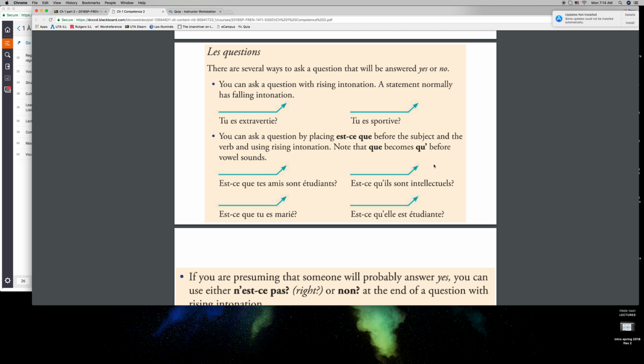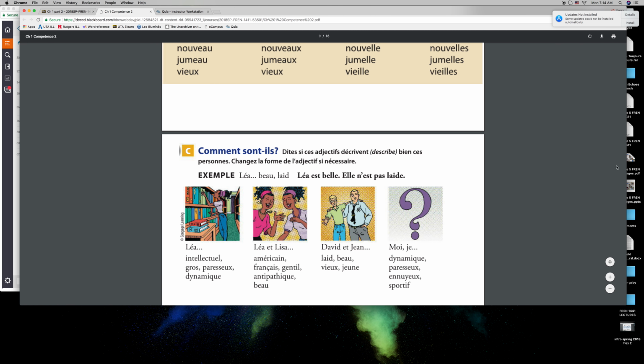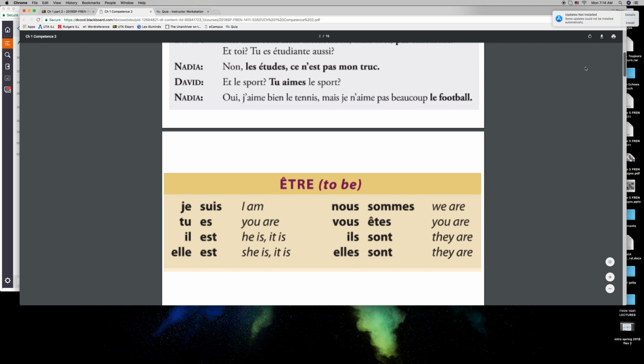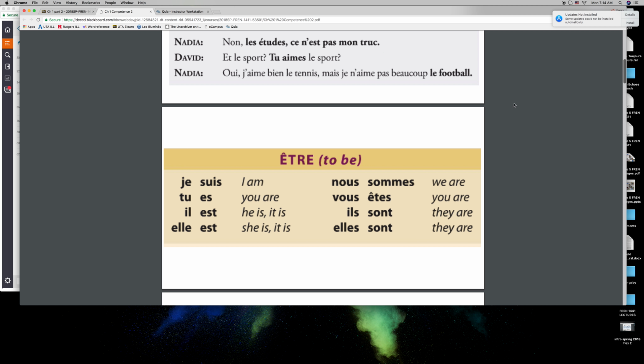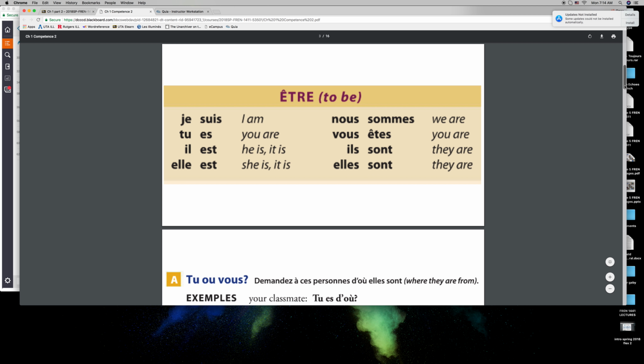Lastly, what I want to discuss with you on competence 2 is the questions. So in French, you can ask questions with intonation. Tu es extraverti? Let me just go to the top where our verb to be is. Okay. So you will use tu es to ask someone directly a question, and the answer will be je suis, right? You are, I am. Tu es, je suis. So that's what we're doing here with questions.